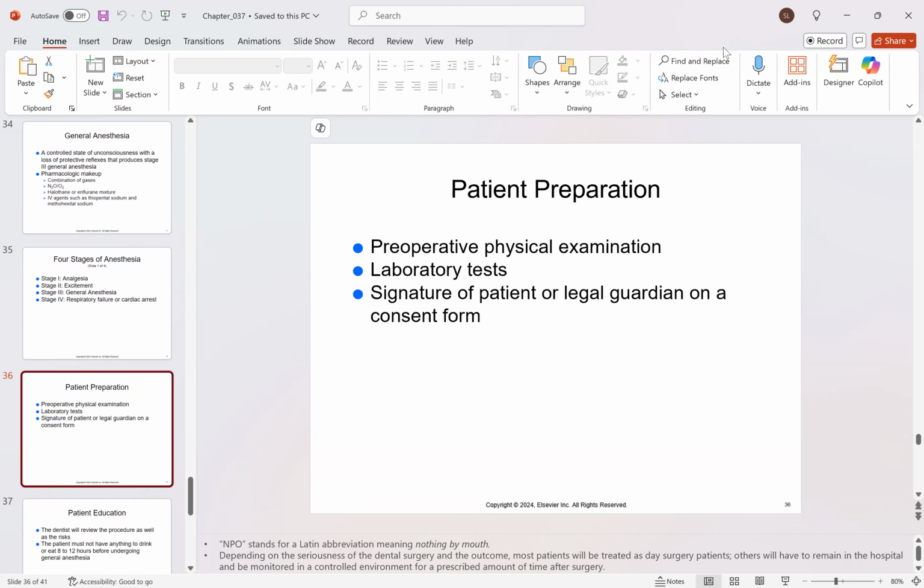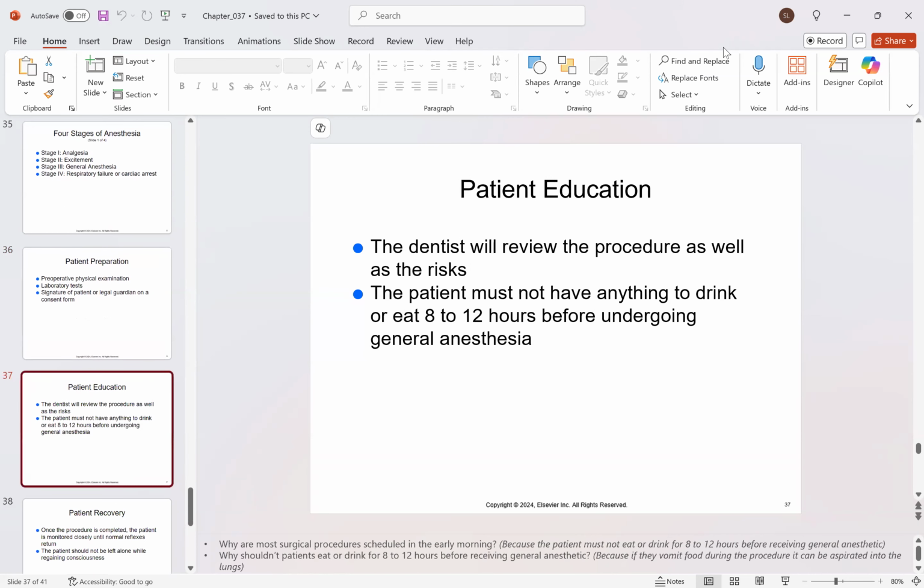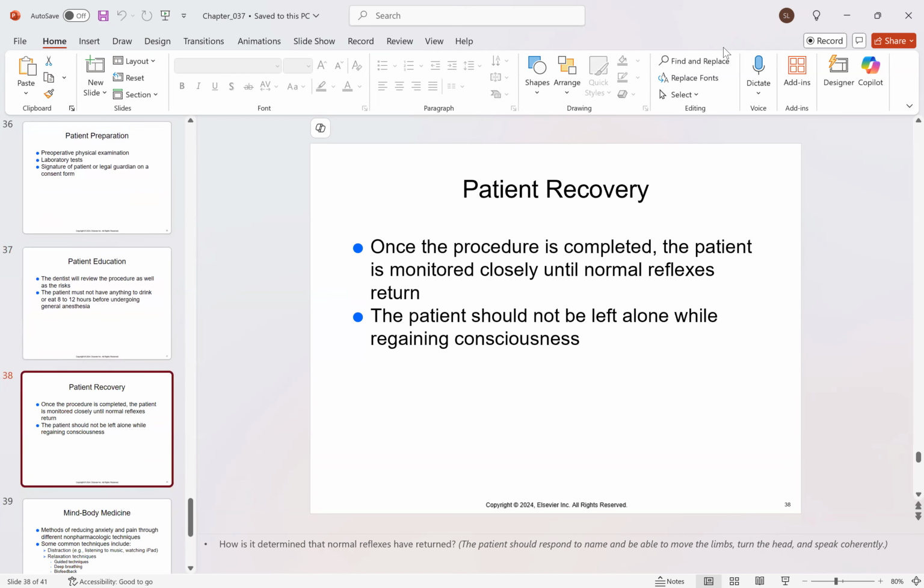For patient preparation, we're going to give them a preoperative physical exam or make sure that they've had one. Some laboratory tests may be ordered, and a signature of the patient or legal guardian on a consent form is needed before the day of the operation. The dentist is going to review the procedure as well as the risks. The patient must not have anything to eat or drink 8 to 12 hours before undergoing general anesthesia. Once the procedure is complete, the patient is monitored closely until normal reflexes return, and the patient shouldn't be left alone while regaining consciousness.